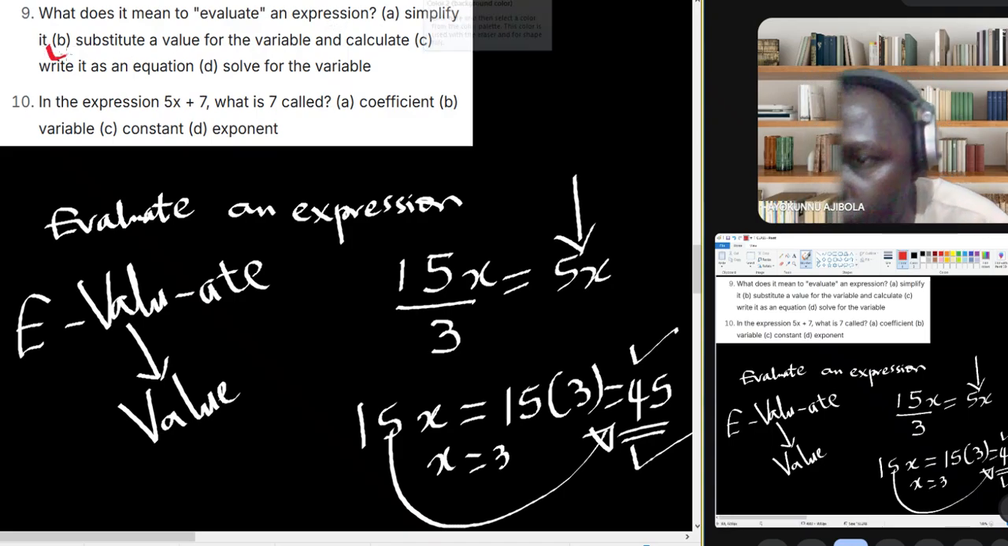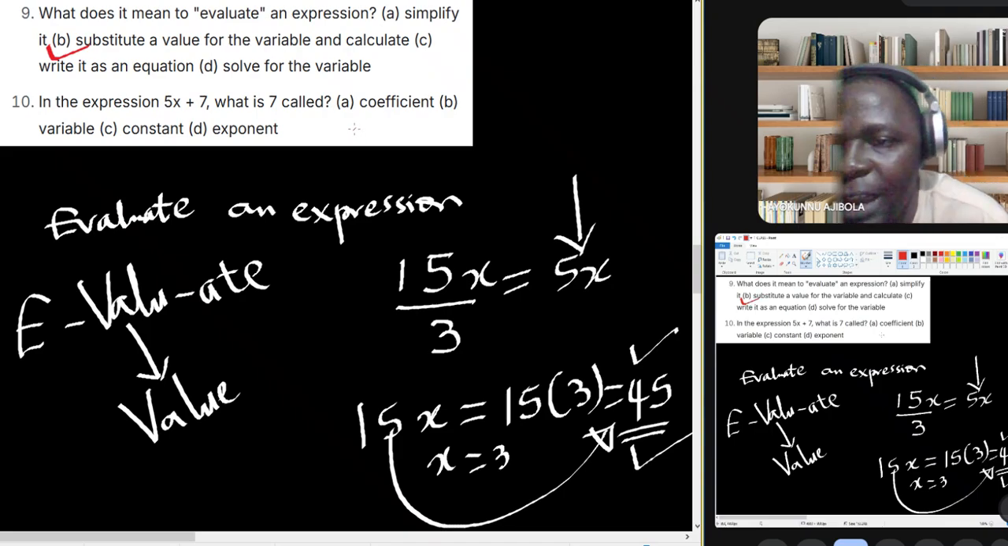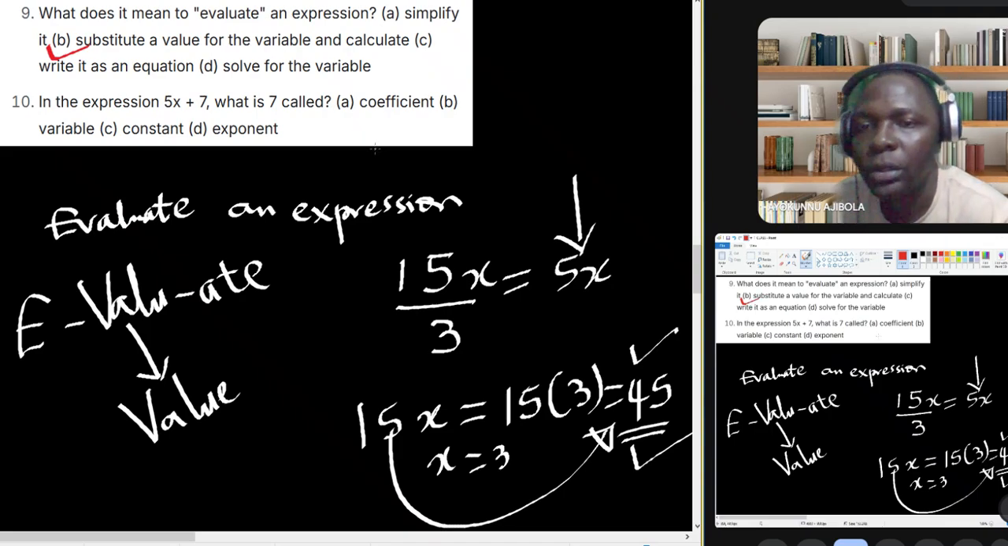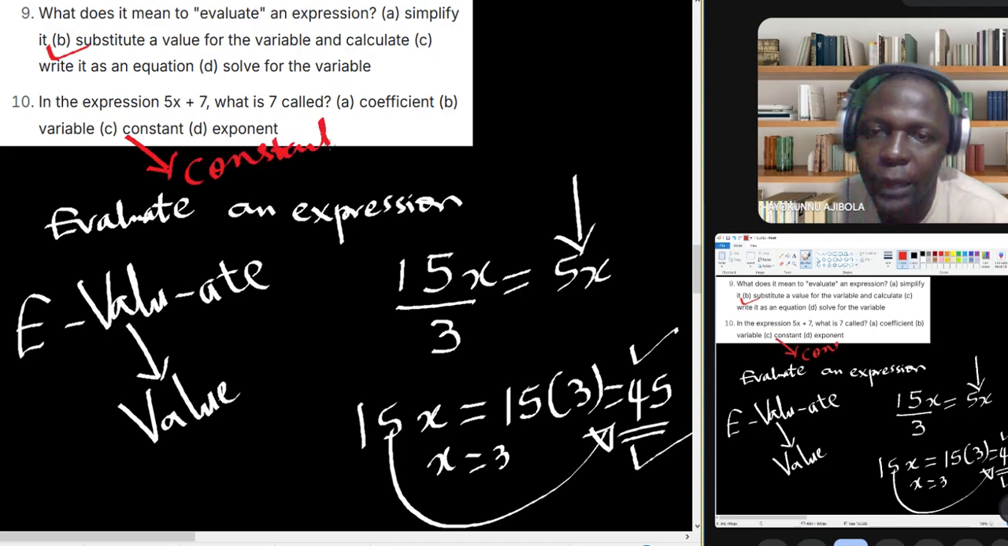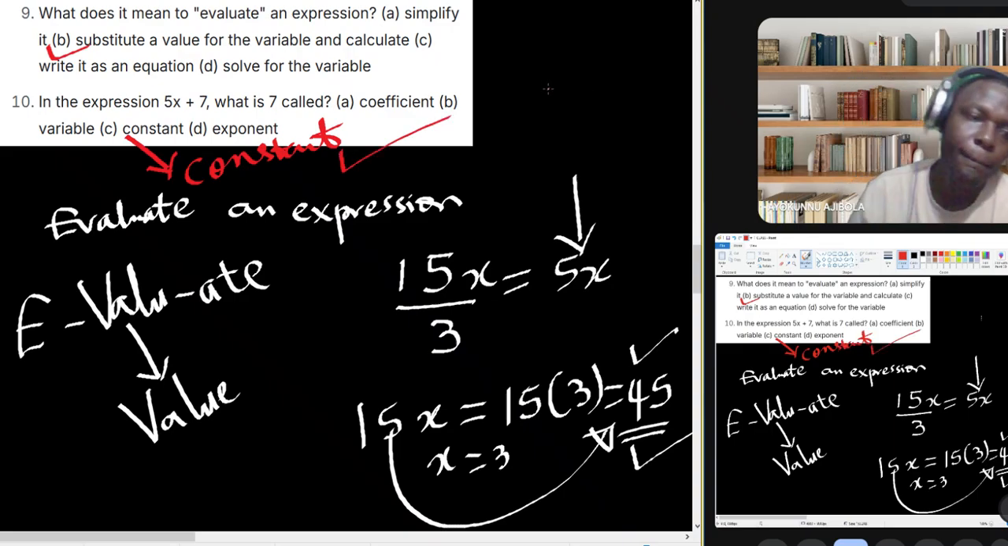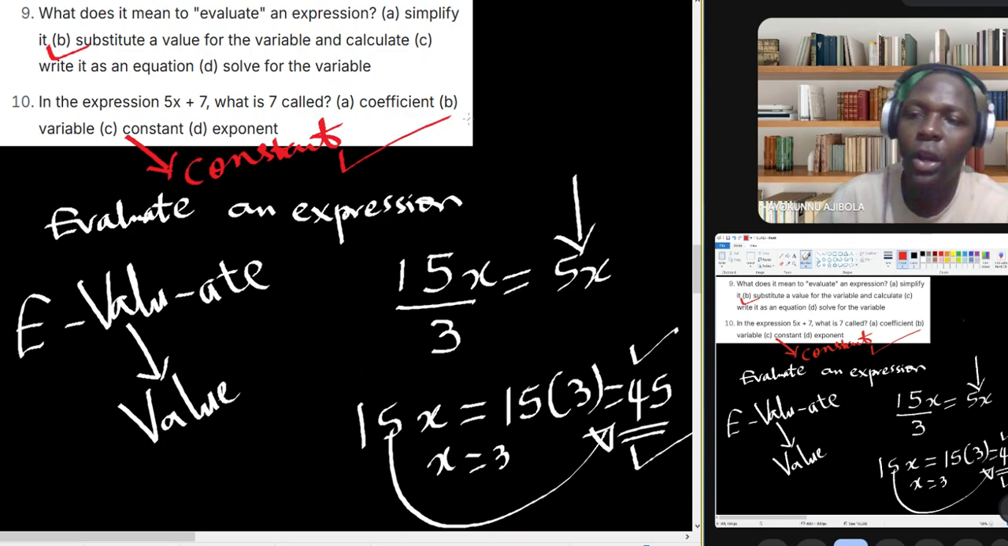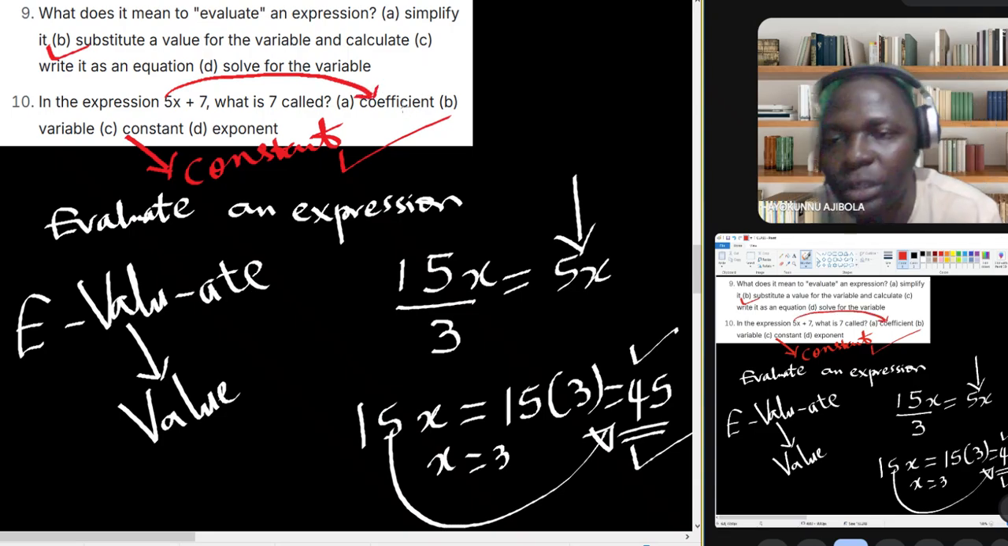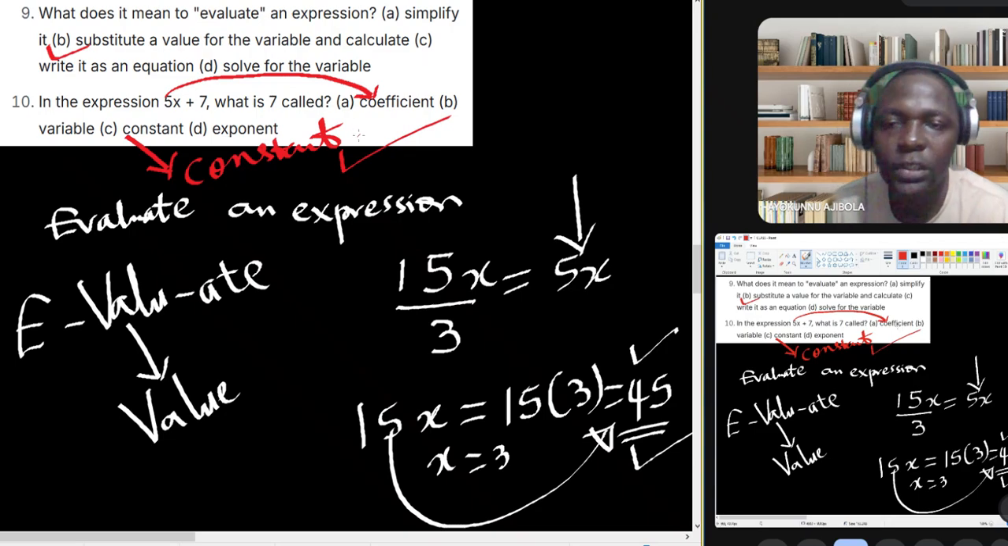So in the expression 5x plus 7, 7 is called what? Constant. That's because it has no variable. The 5 is the coefficient of x, and 7 is a constant, it has no variable.